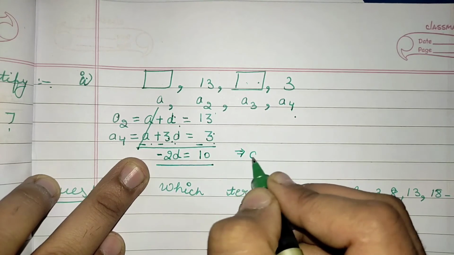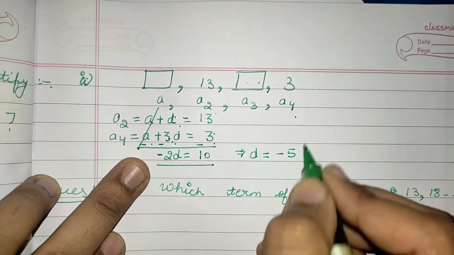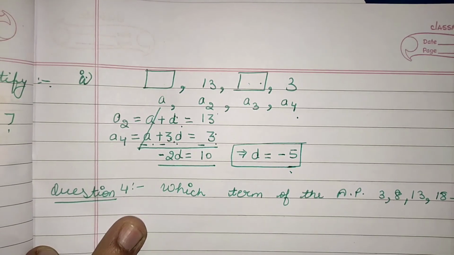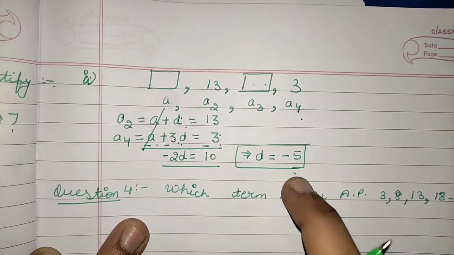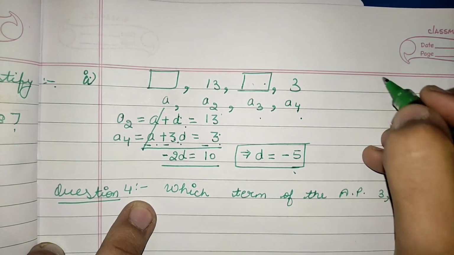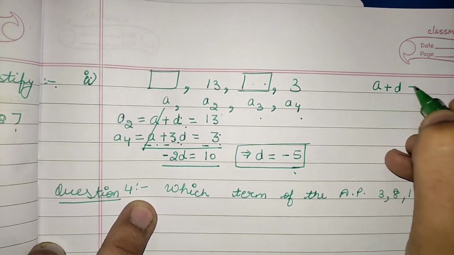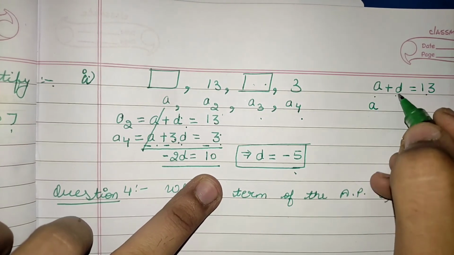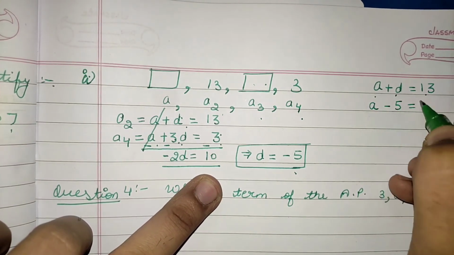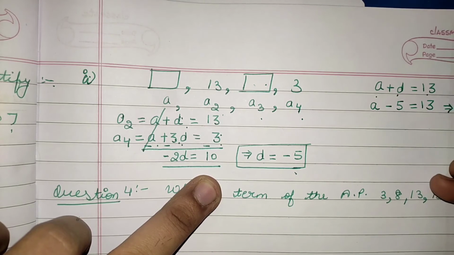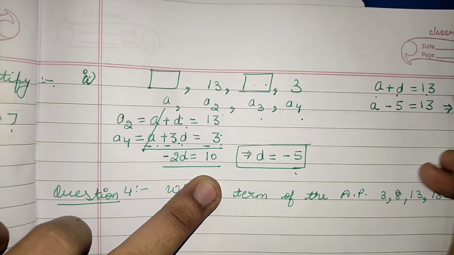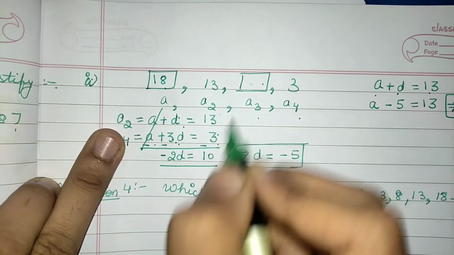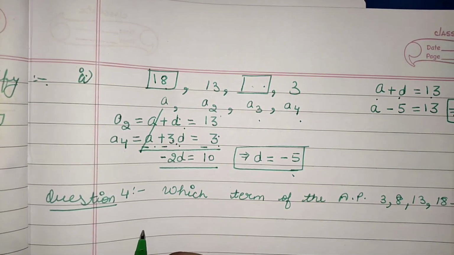So if I solve this value, then I will get d is equal to minus 5. Okay, so if d is equal to minus 5, put the value in any of the equations. Suppose I am putting it in this equation, a plus d is equal to 13. I have to find a, d is minus 5. So my a will become equal to 13 plus 5, which is 18. So my first term will be equal to 18.